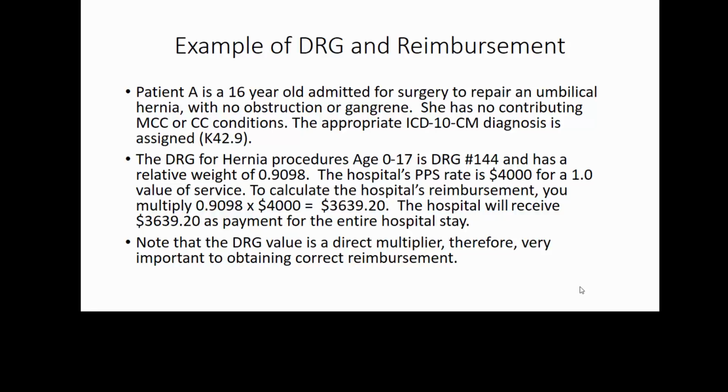Remember, the hospital's PPS rate is a constant, no matter what the DRG is. So in our example here, the hospital's PPS rate is $4,000 for a 1.0 value of service. So to calculate the hospital's reimbursement, you're going to multiply the DRG's relative weight, 0.9098, times the hospital's PPS rate, which is $4,000, and that's going to give you $3,639.20. That is what the hospital is going to receive as payment for the entire hospital stay for this young woman coming in for hernia repair. Note in our math there, the DRG value is a direct multiplier, so it's very important that that number is correct when you start crunching the numbers.